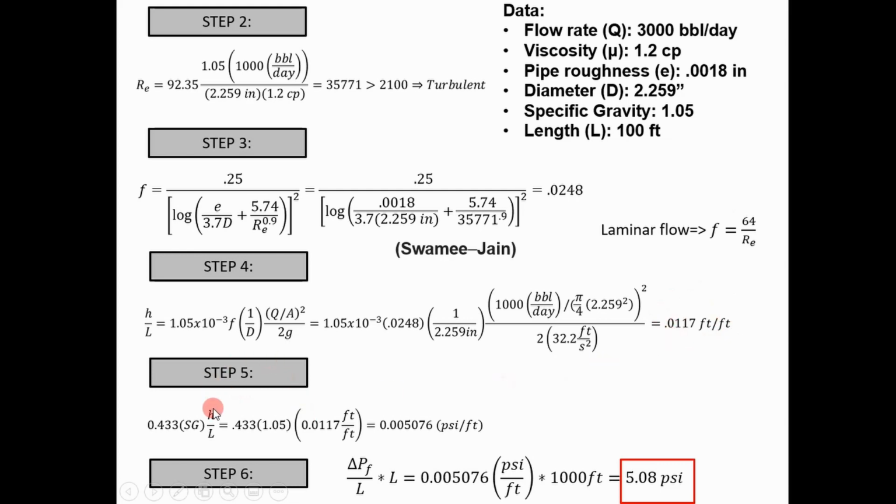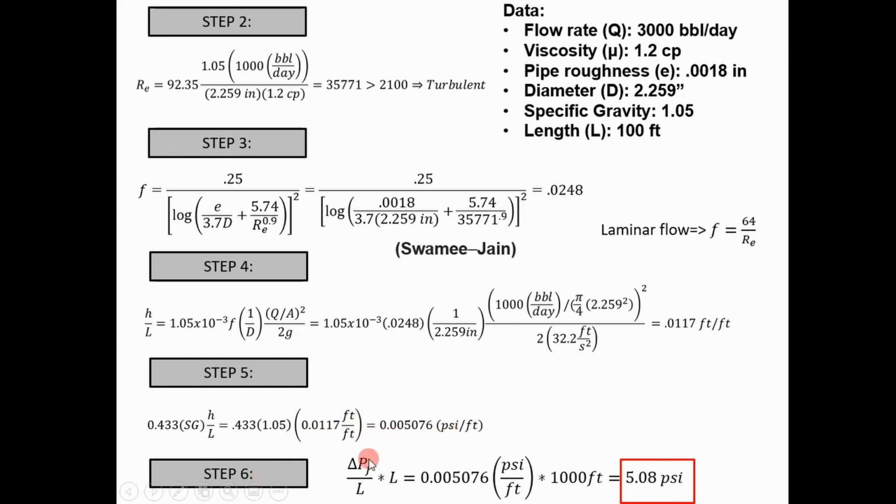Step number five is to convert your head loss to pressure. And the best way to do that is to multiply 0.433 psi per foot times the specific gravity of the fluid times head loss. This is one of the most important equations in fluid mechanics right here. If you learn this, you'll go a long ways. It's really easy to apply and really easy to remember. It's used to convert between pressure and head loss, or feet to psi, or vice versa. So if you multiply this by the head loss, you get the pressure loss gradient in the pipeline right here.